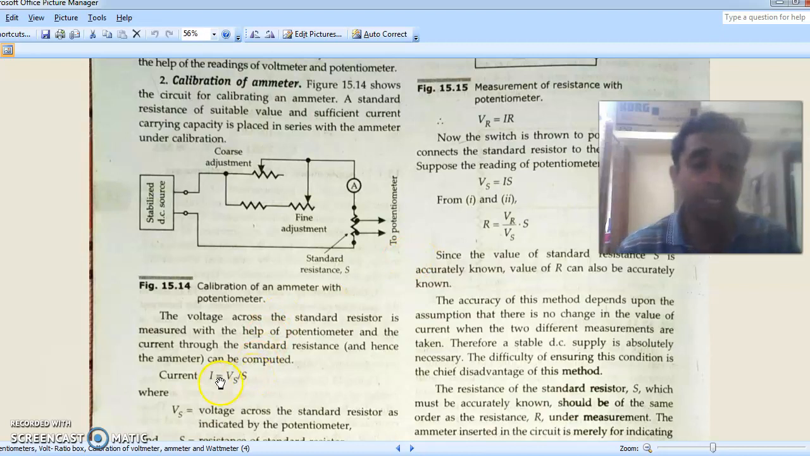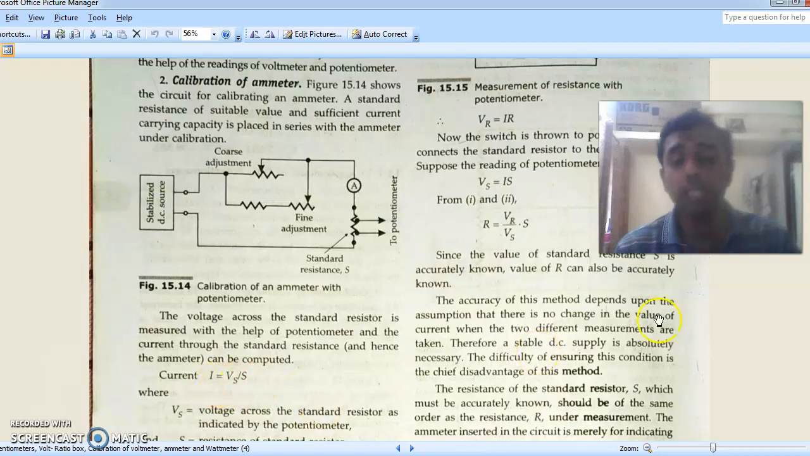And what is the current then? The actual current, the true value of current measured by the potentiometer, is nothing but Vs divided by S. So what is Vs? Vs is actually the drop across the standard resistance. How do you find Vs? We balance the potentiometer so that we get the value for Vs. So Vs is calculated from the balanced potentiometer, and that value divided by the standard resistance S gives us the value of current.